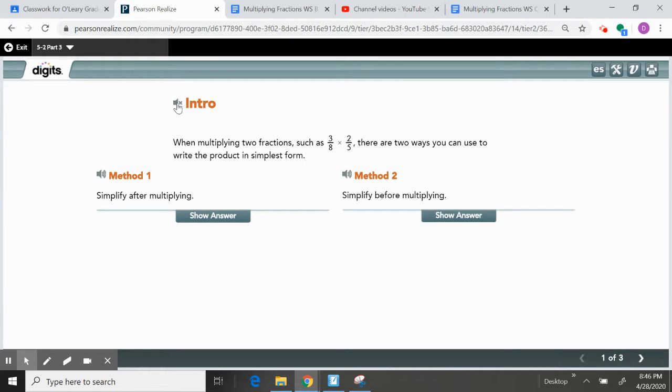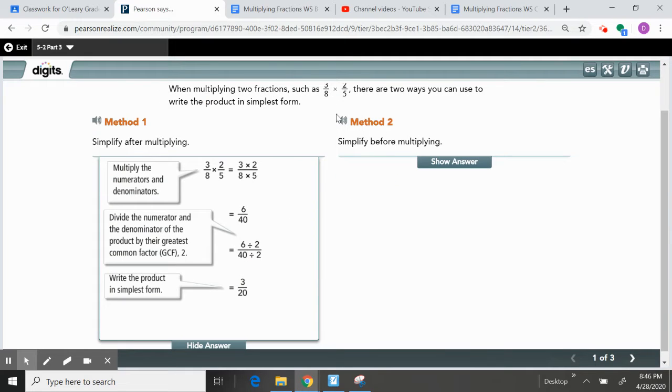So it says, when multiplying two fractions, such as 3/8 times 2/5, there are two ways you can use to write the product in simplest form. And again, simplest form means taking a fraction and making it in its lowest terms so the numbers can't go any smaller than that. So here they show you 3/8 times 2/5, and we did it like we've been doing it, which is multiplying the numerators and multiplying the denominators. 3 times 2 and 8 times 5.